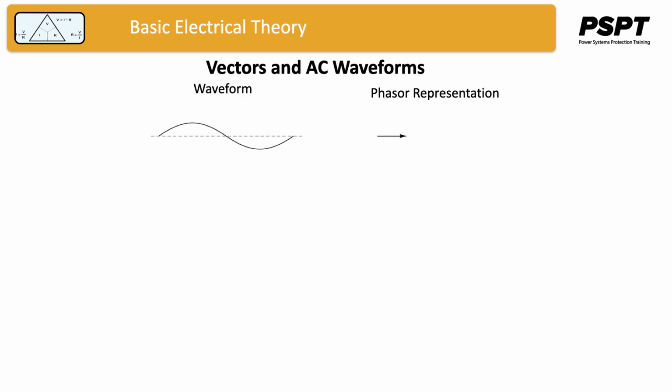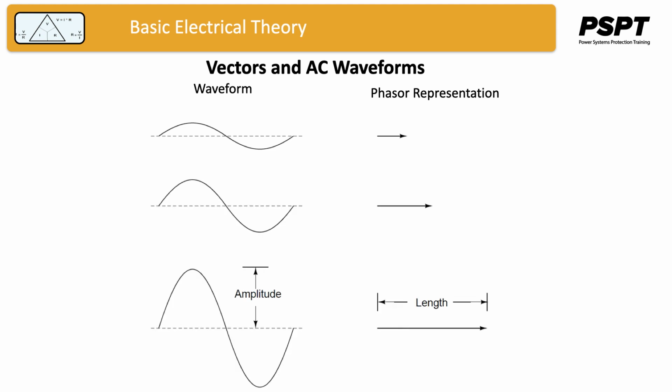Okay, so let's build that tool. How exactly can we represent AC quantities of voltage or current in the form of a vector? Let the length of the vector represent the magnitude or amplitude or RMS value of the waveform, like this. The greater the amplitude of the waveform, the greater the length of a corresponding phasor.